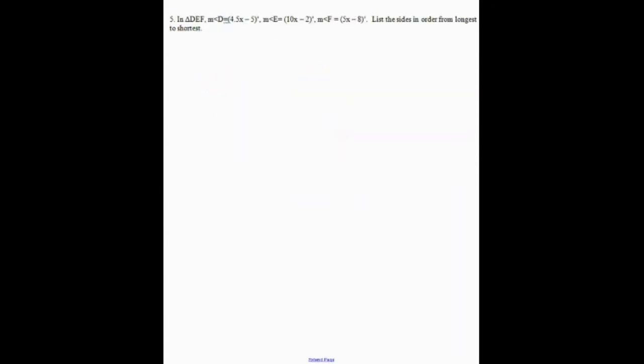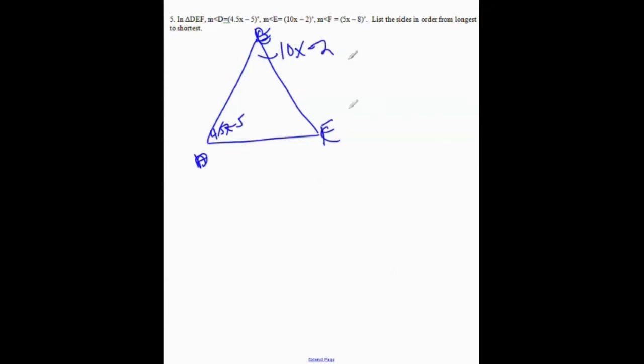This one we want to take a look at. So I'm going to draw another triangle. D, E, F. Yes, you knew what I meant. So this one is going to be 4.5x minus 5, and so on. This one is going to be 10x minus 2, and this one is going to be 5x minus 8. Okay, I'm just going to add them all up and set it equal to 180.